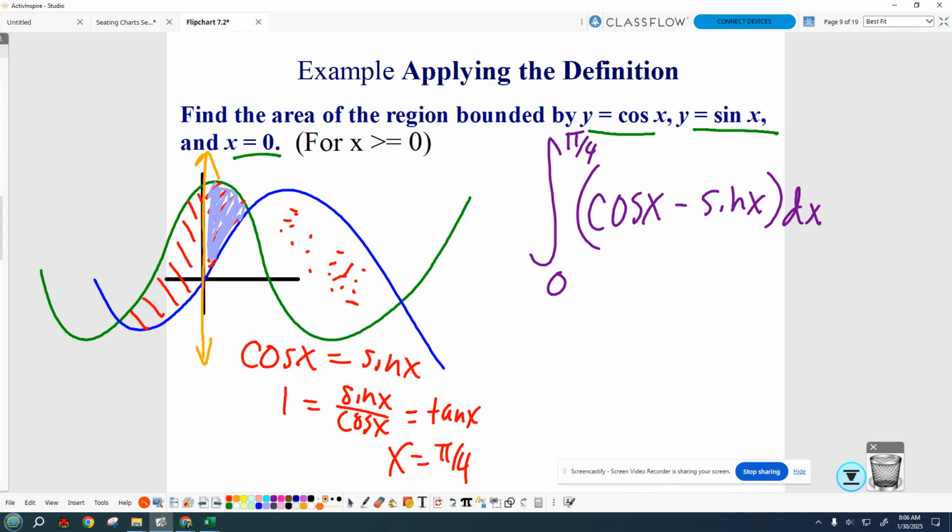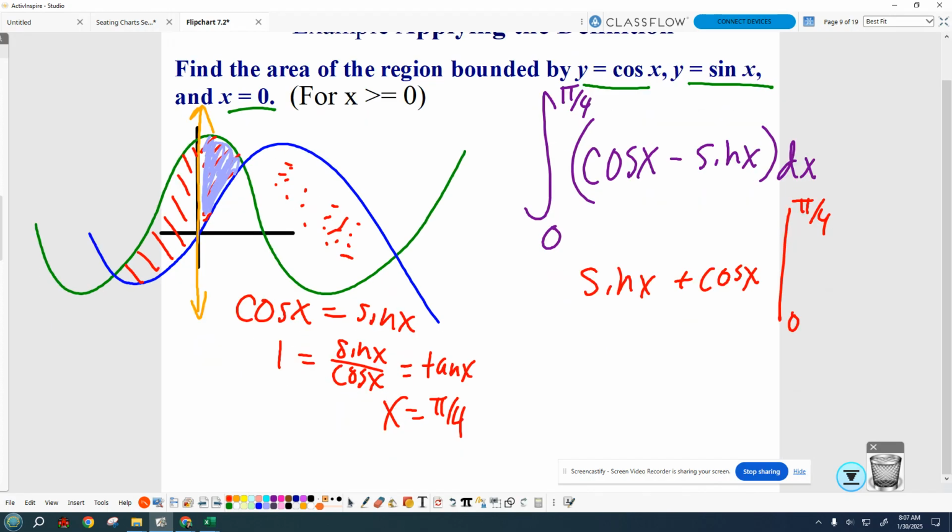Adam, what'd you get? You don't need a calculator. What's the integral of cosine? Positive sine. Okay, what's the integral of negative sine? Positive cosine. Once we integrate, the stick moves to the right in a straight line, which means now evaluate.